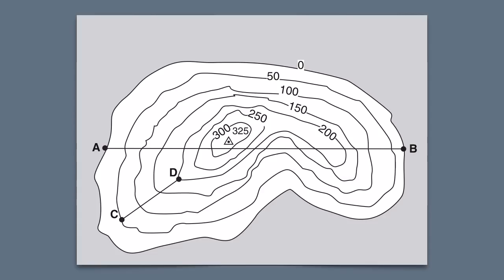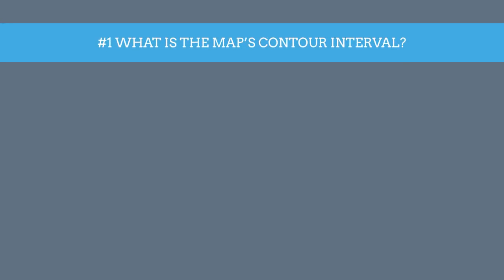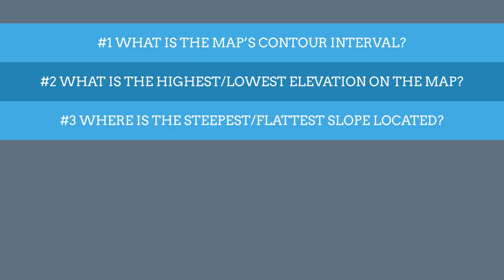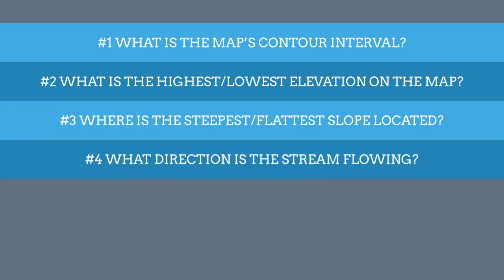labeled 325. So today we're going to talk about some of the skills you need to have in analyzing a topographic map. And it really boils down to 6 basic questions that need to be answered. First, what is the map's contour interval? Second, what is the highest or lowest elevation shown on the map? Third, where is the steepest and flattest part of the map? Fourth, what direction is a stream or a river flowing?